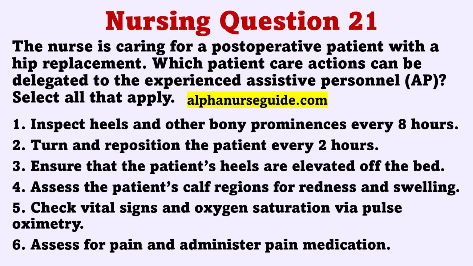The nurse is caring for a postoperative patient with a hip replacement. Which patient care actions can be delegated to the experienced assistive personnel? Select all that apply. 1. Inspect heels and other bony prominences every 8 hours. 2. Turn and reposition the patient every 2 hours. 3. Ensure that the patient's heels are elevated off the bed. 4. Assess the patient's calf regions for redness and swelling. 5. Check vital signs and oxygen saturation via pulse oximetry. 6. Assess for pain and administer pain medication.